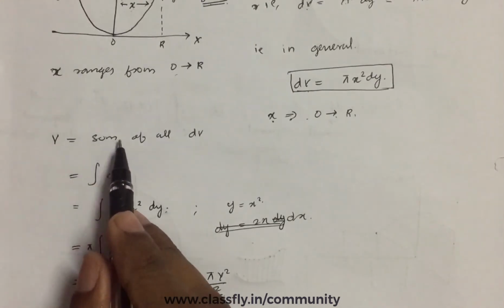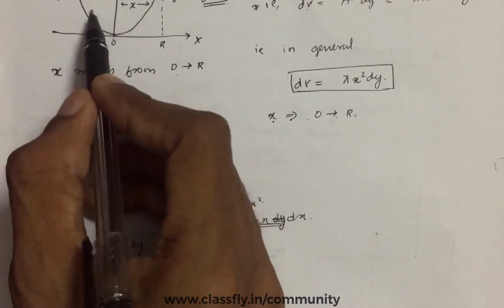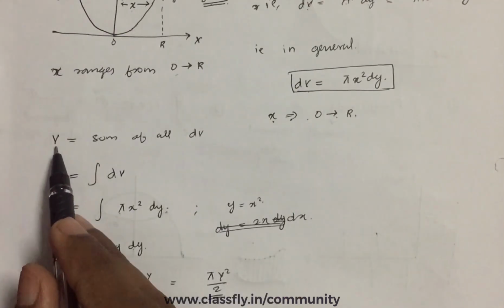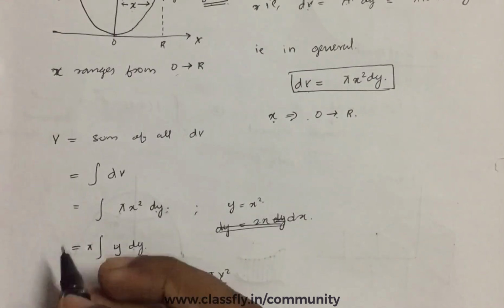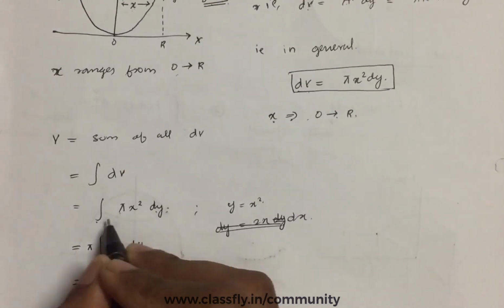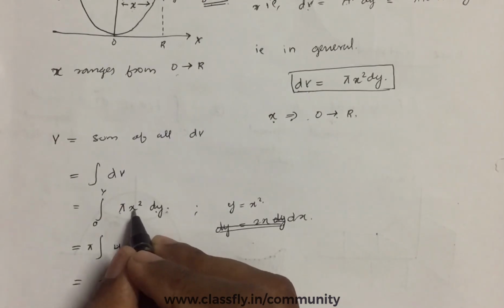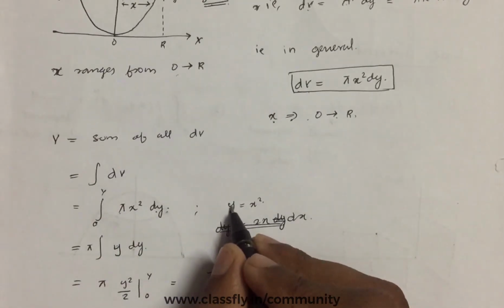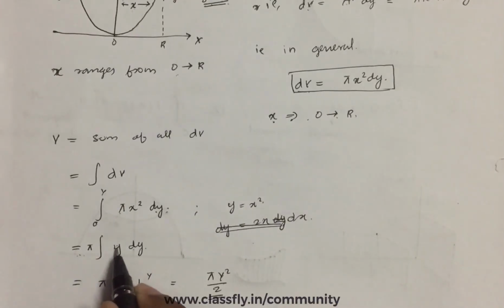And we know V is the sum of all dv. There are infinite numbers of dy thickness areas in this. Therefore V equal to integral dv, which is integral pi x square dy, and we have the limits over y, 0 to y, and the integration over dy, but the variable is still in x. Therefore we have to substitute y equal to x square. Substituting this gives pi integral y dy. We have 0 to y limit. After integration, pi y square divided by 2, limit 0 to y, which is pi y square divided by 2.